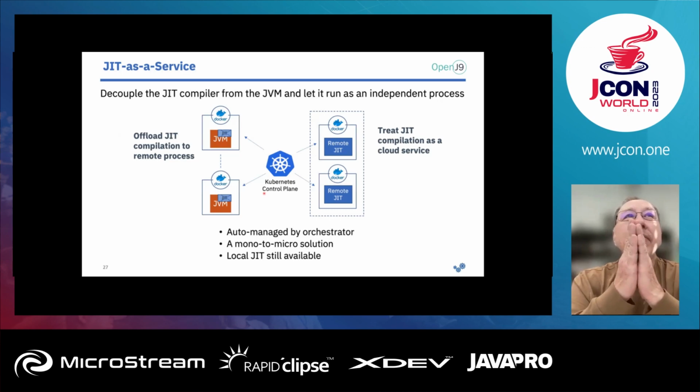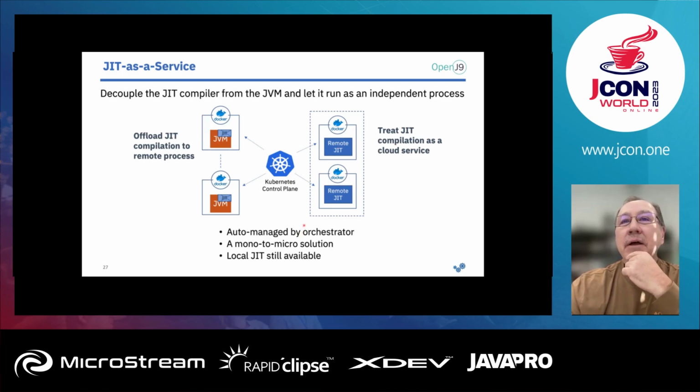So what does this mean? Basically, with JIT as a service, we're going to decouple the JIT compiler from the JVM and let it run as an independent process over here. Right? So we're offloading all those JIT compilers from the JVM and doing it remotely. And it's communicating over the network. We're going to treat the JIT compilation as a cloud service.